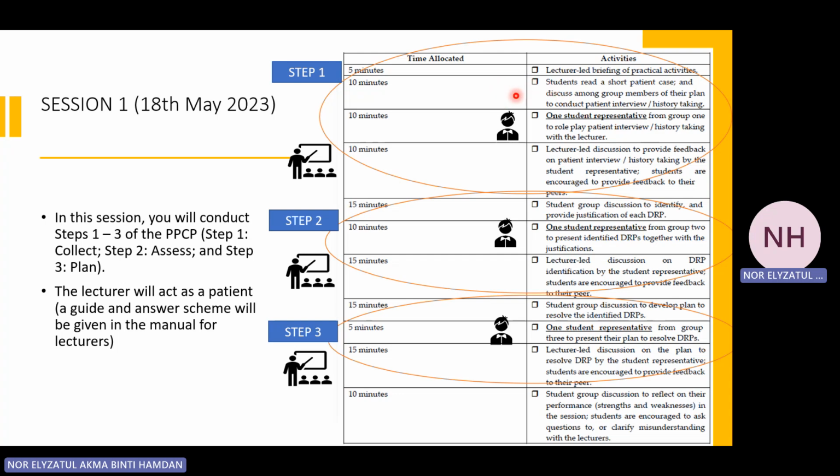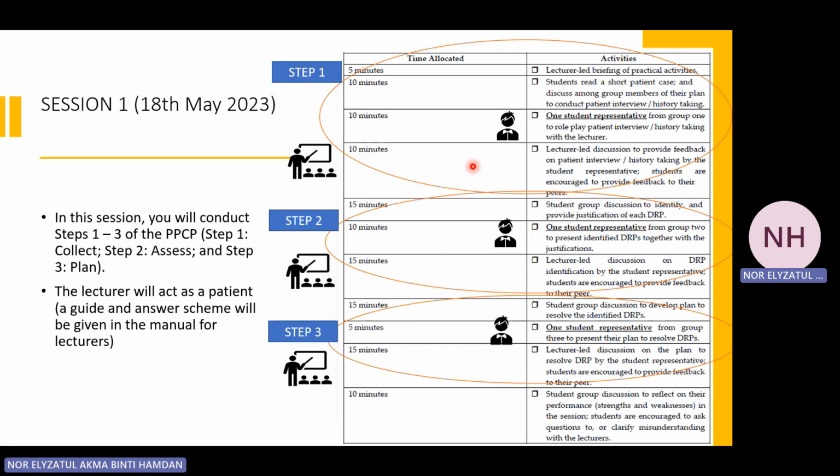After you discuss among your small group, you need to identify the draft of the questions you need to ask the patient. The first step is to collect the information or history taking. Then after you identify the questions, one representative from group 1 will conduct a role play or patient interview with the lecturer.